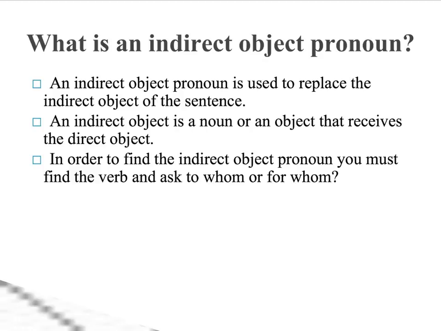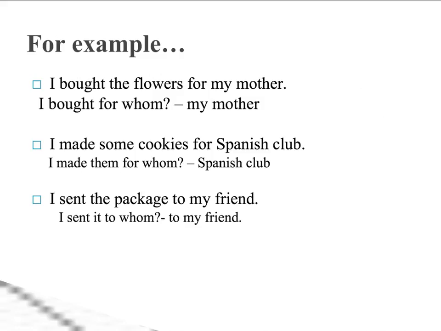So in the example that I gave you, I said, I bought flowers for my mother. I bought them for whom? For my mother. That's how I came up with my indirect object pronoun. For example, I bought flowers for my mother. I bought them for whom?